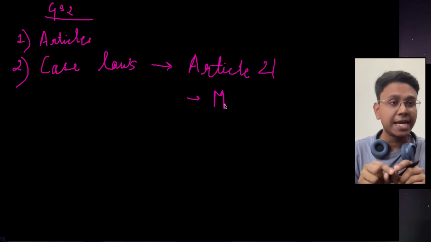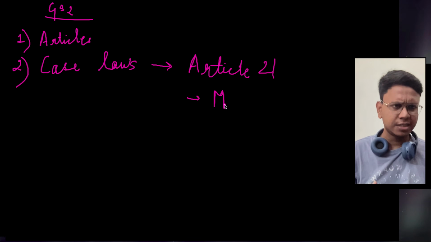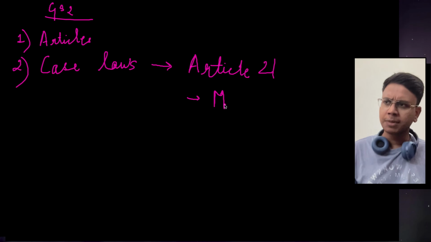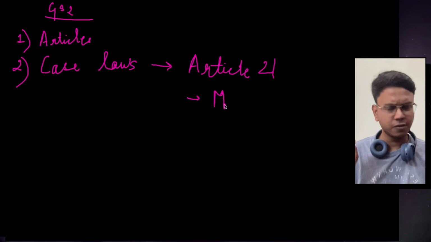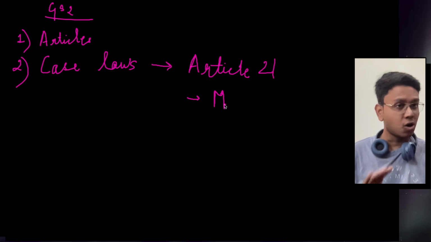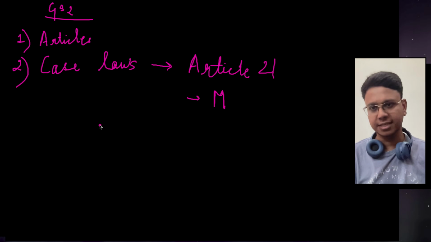That's how you make a list, and do not make a very big list. Article 21 is important. Similarly, Election Commission related case laws will be important. Similarly, fundamental rights related case laws will be important. Governor and President related case laws will be very important, always in the news. So that's how you make a list, right? So the second important thing is this.